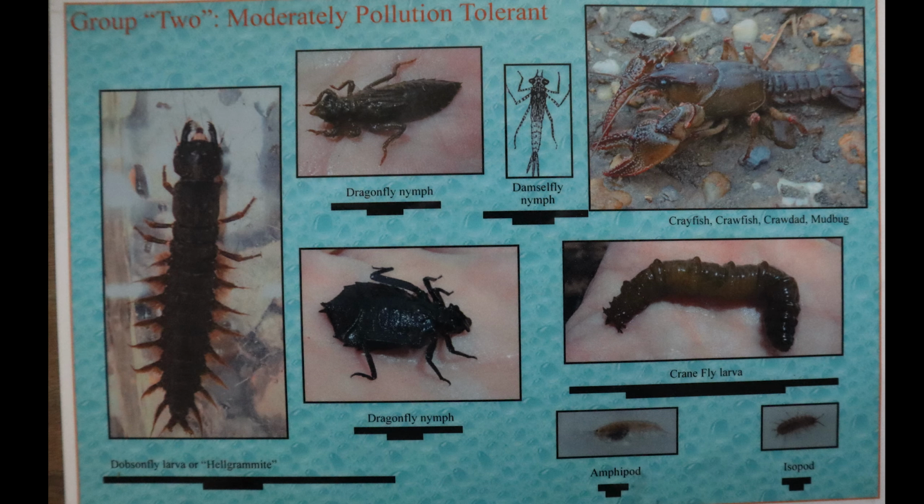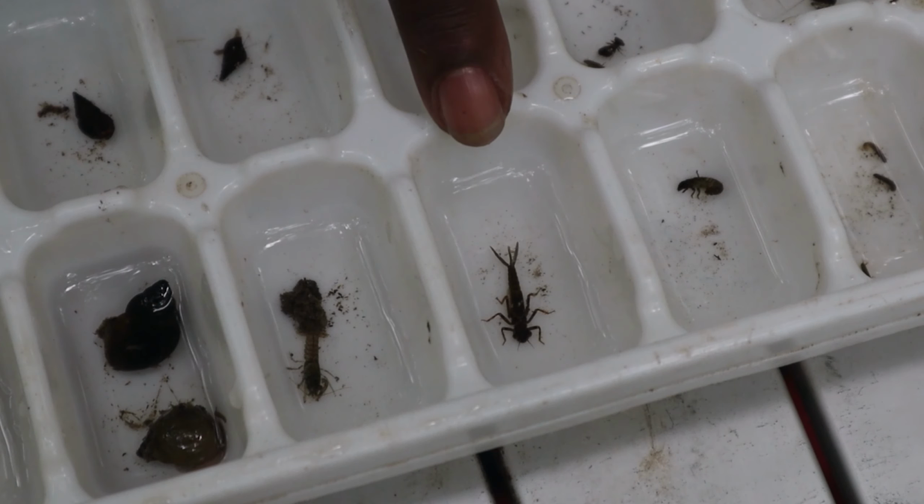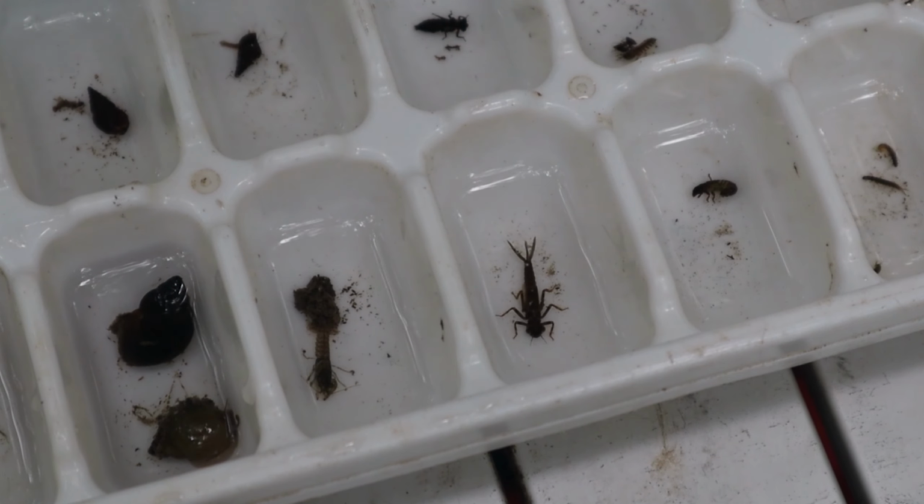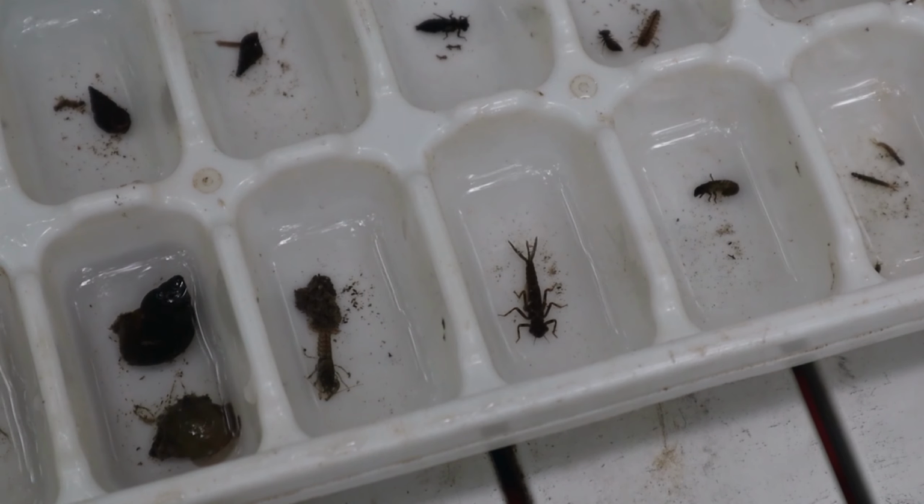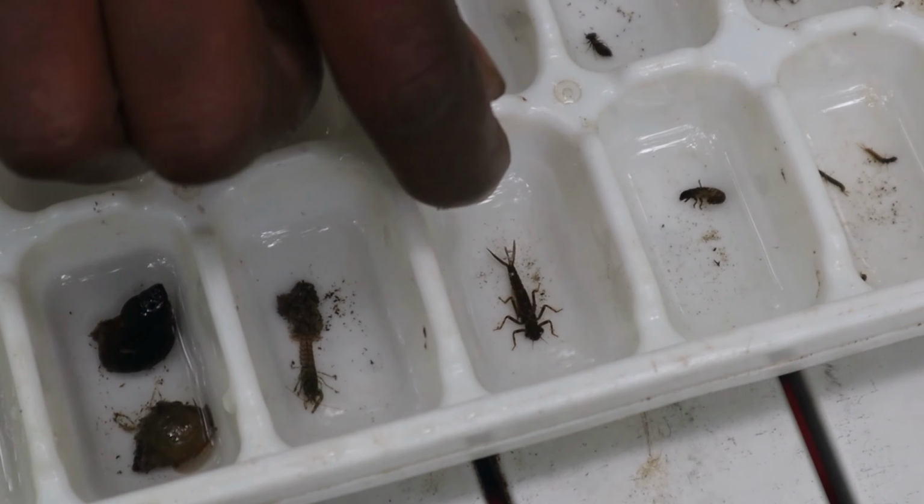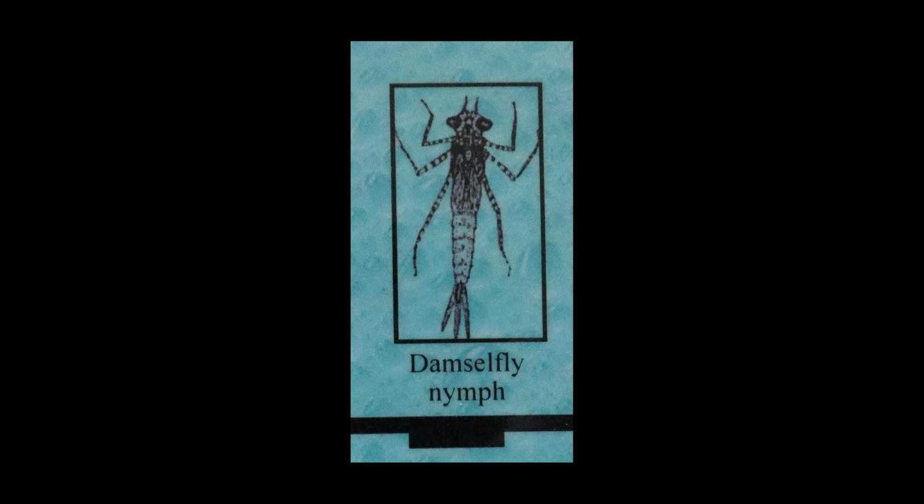As we move into the moderately pollution tolerant group 2, we find some very interesting animals. Here we have a couple of damselfly larvae. Damselflies are very closely related to dragonflies. You can see the head end and the tail end, and the tail end has these 3 feathery gills, which they wave around a little bit and get dissolved oxygen out of the water that way. They'll even use those gills to swim around a little bit.